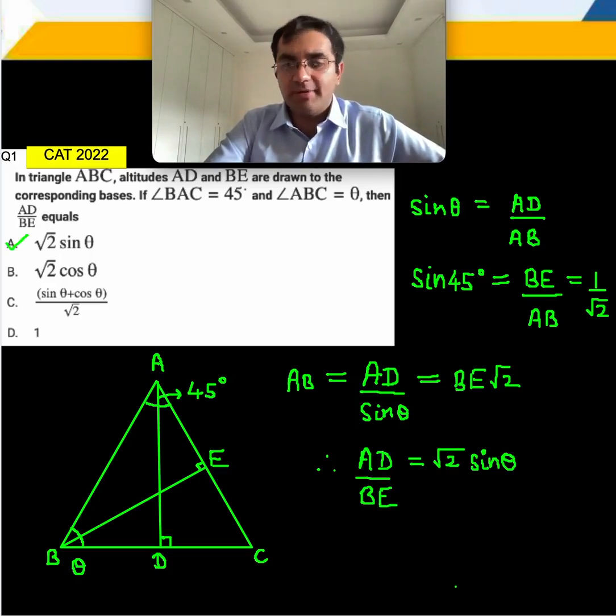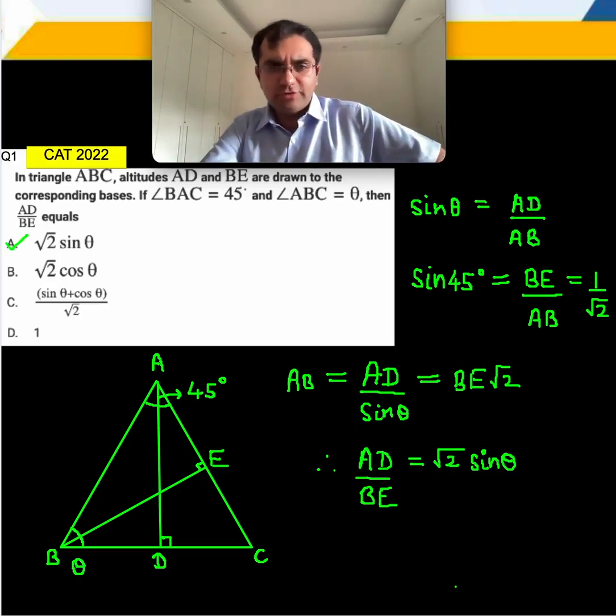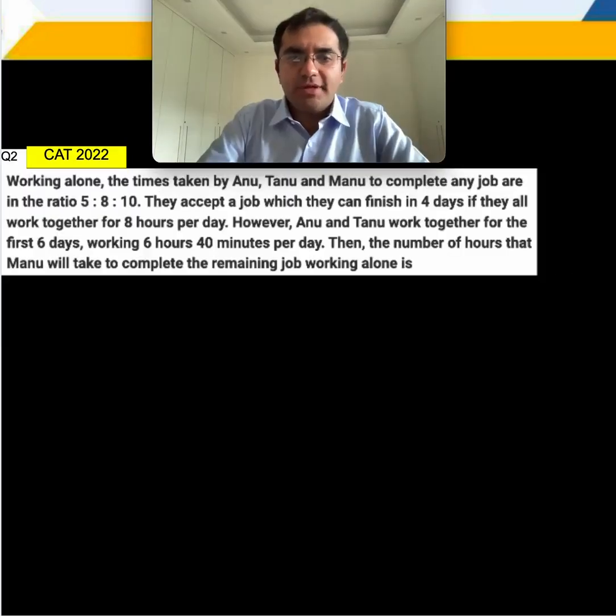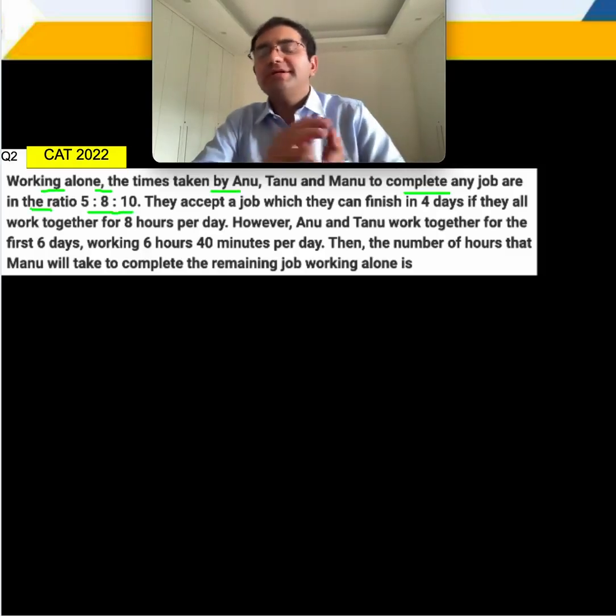The answer is A part. Not a very difficult question for sure, but well, exam में दिमाग चला तो चला. That's question number 1. Work question, working alone, the times taken by Anu, Tanu, Manu are in the ratio 5:8:10.